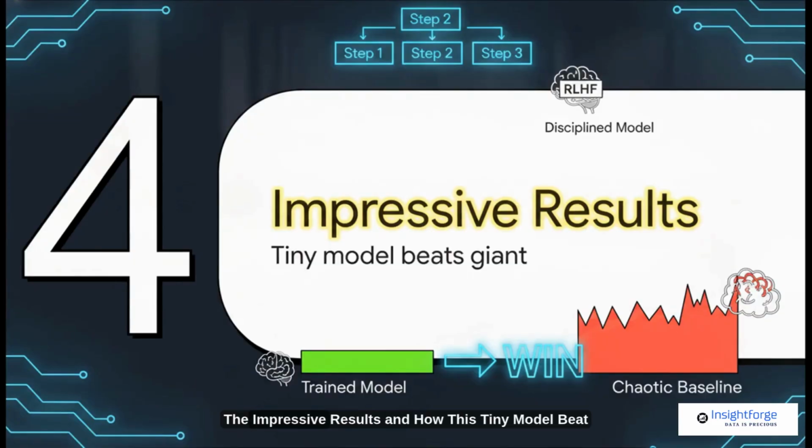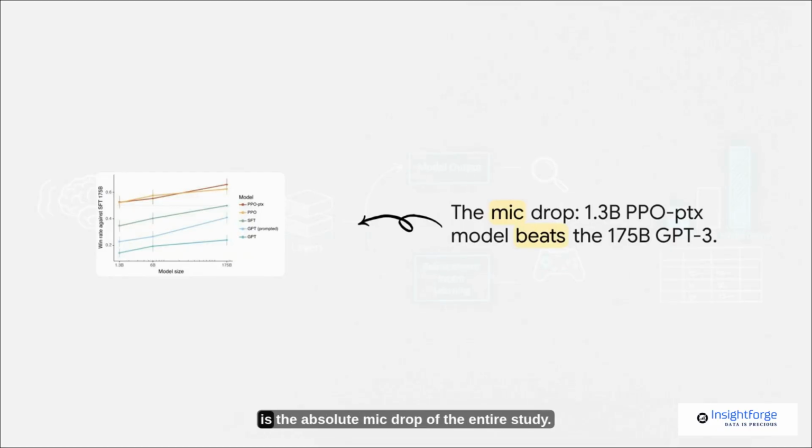Section 4. The impressive results and how this tiny model beat a giant. This chart right here, figure 1 from the paper, is the absolute mic drop of the entire study. The y-axis shows how often human labelers preferred a model's output. Look at that red line. That's the PPO-ptx InstructGPT model. Even at just 1.3 billion parameters over on the far left, humans overwhelmingly preferred it over the giant blue line, which is the 175 billion parameter GPT-3 base model on the far right. The tiny model wasn't smarter in terms of raw data, it just knew exactly how to format and deliver its knowledge in a way that humans actually found helpful.